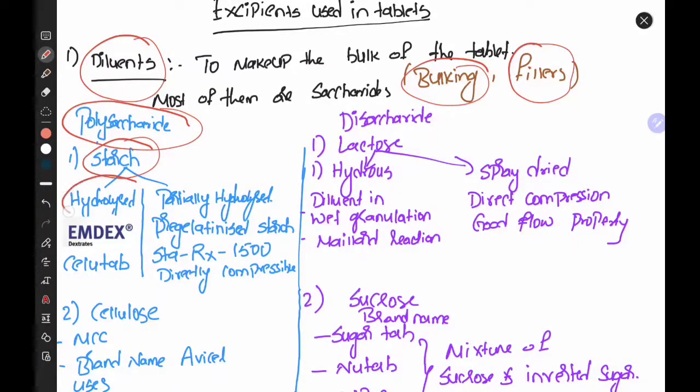In starch we have two types, hydrolyzed starch and partially hydrolyzed starch. Fully hydrolyzed starch has brand names like MDEX and Cellutab. Remember this, fully hydrolyzed starch brand names are MDEX and Cellutab. Partially hydrolyzed starch is pre-gelatinized starch, that is STARX 1500. This is directly compressible, remember this. So, pre-gelatinized or partially hydrolyzed starch is directly compressible.